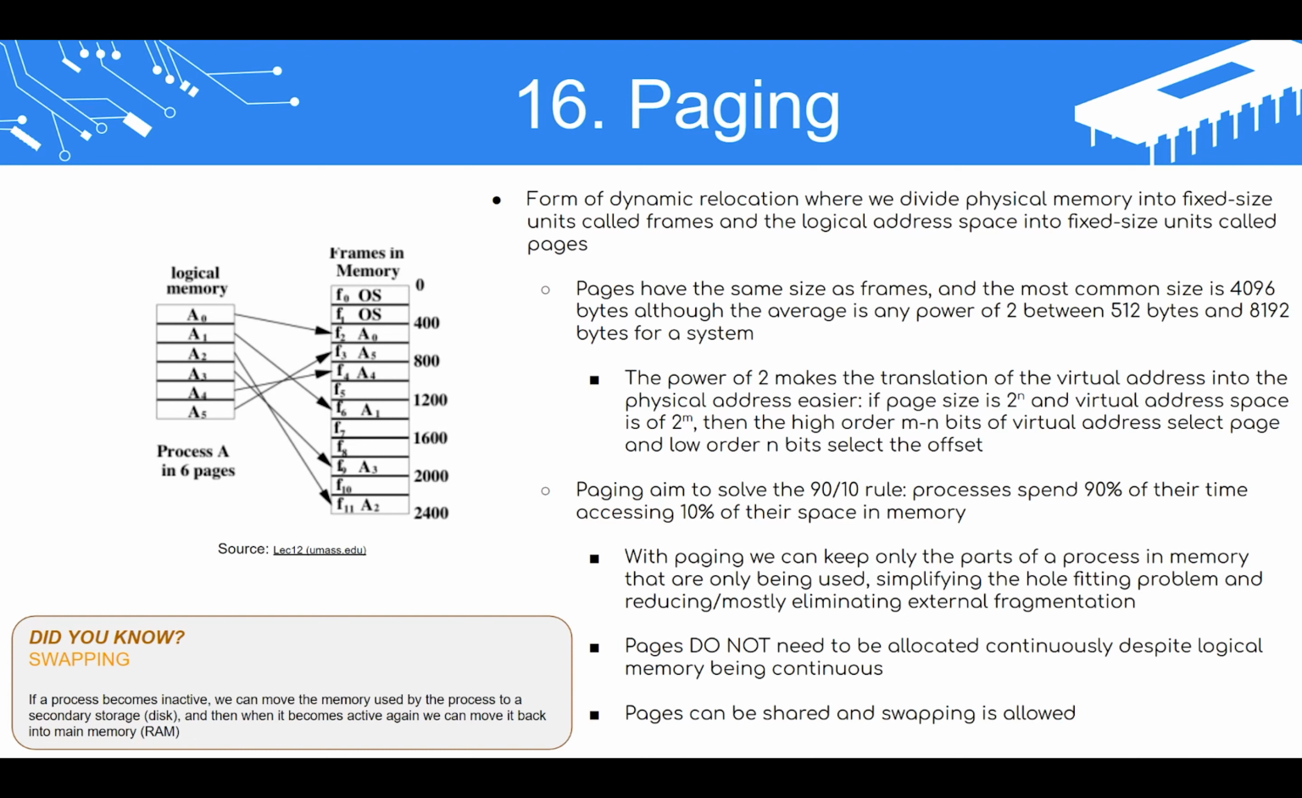And just in case you don't know what swapping is, it's when a process is moved from main memory, like the RAM, to a secondary storage device like a hard drive or solid state drive. And computers do this just to offload inactive processes from main memory so that the active processes have more available memory.